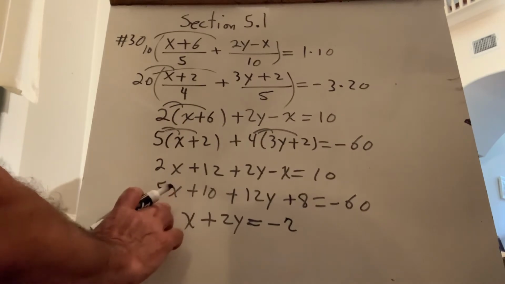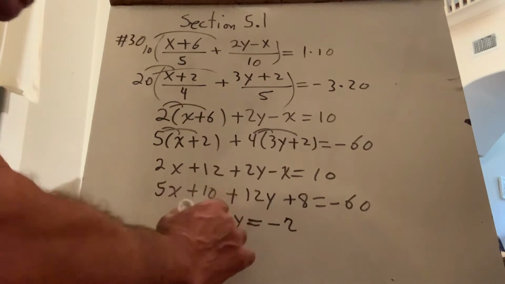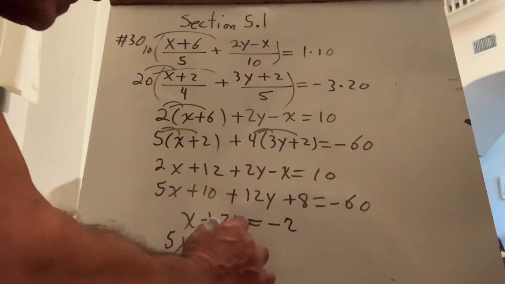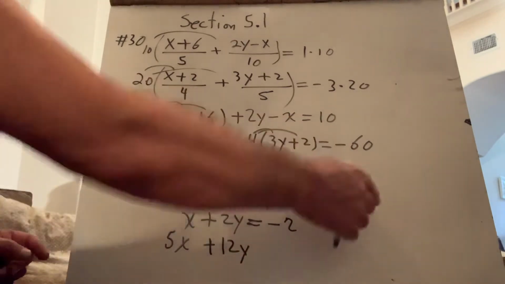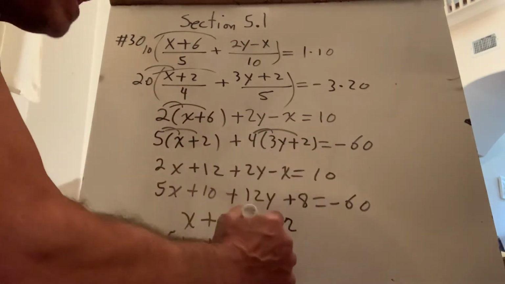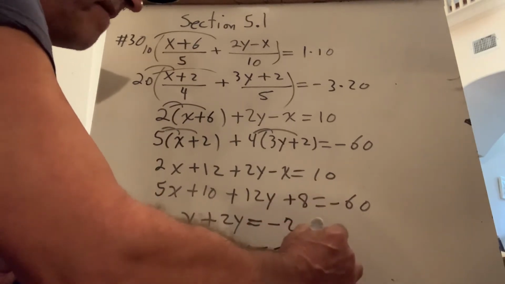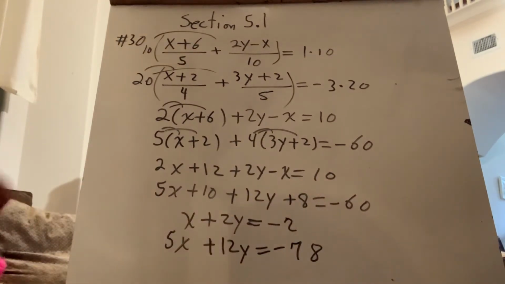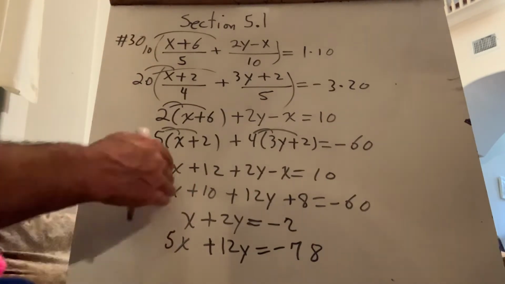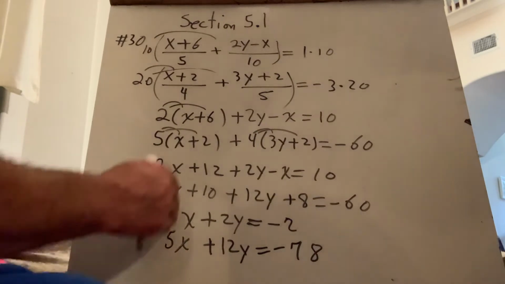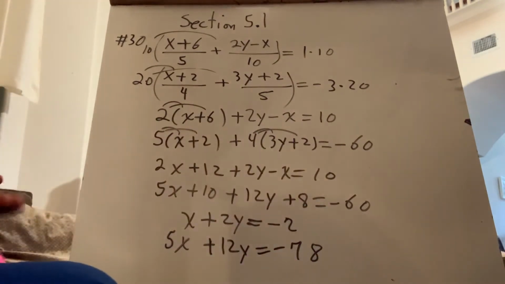Similarly here, 5x is the only x term, so that's going to remain as 5x. 12y also is the only y term, so that's going to remain as 12y. And 10 plus 8, which is 18, as you move it over, becomes -18, and of course -60. So -60 minus 18 becomes -78, okay? So we started with these two equations. Now we're down to these two, which is the correct structure. If you remember from a couple of our previous videos, you want x's under each other, y's under each other, and the constant without the variable on the other side.